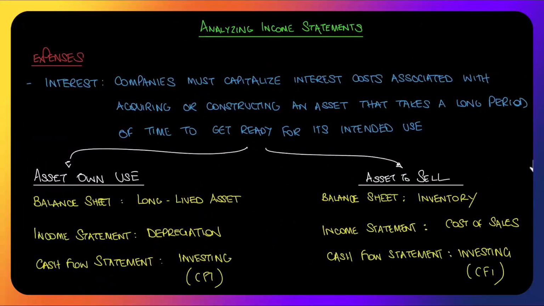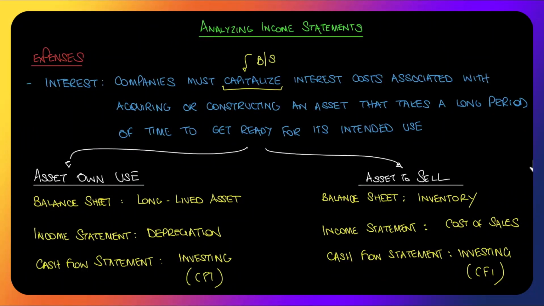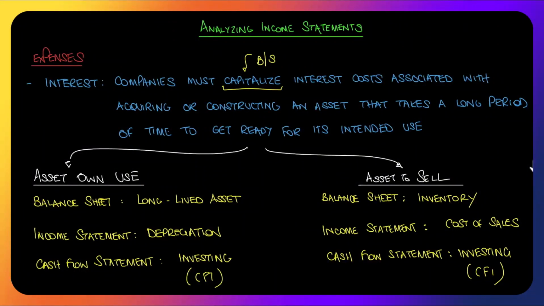Next up in our expenses journey, interest. This one you might think, well, surely this is easy. Interest is an expense, it goes to the income statement. Not necessarily. The issue we have is that companies must capitalize interest costs. What does that mean? Take them to the balance sheet. Associated with acquiring or constructing an asset that takes a long period, so this is going to stretch over accounting periods, a long period of time to get ready for its intended use.